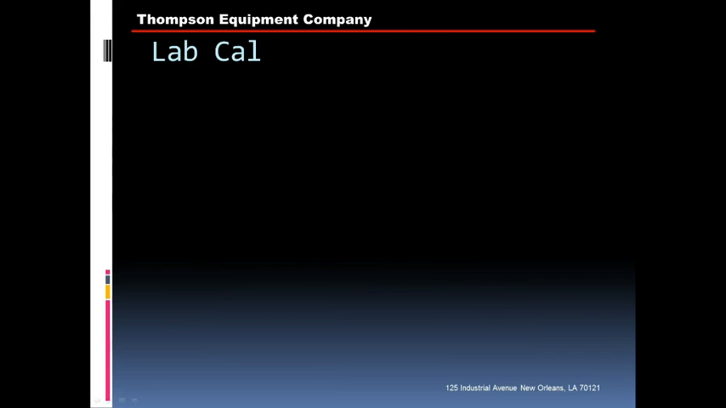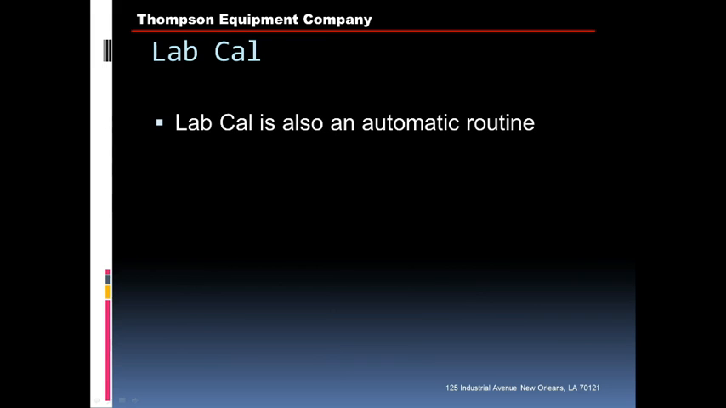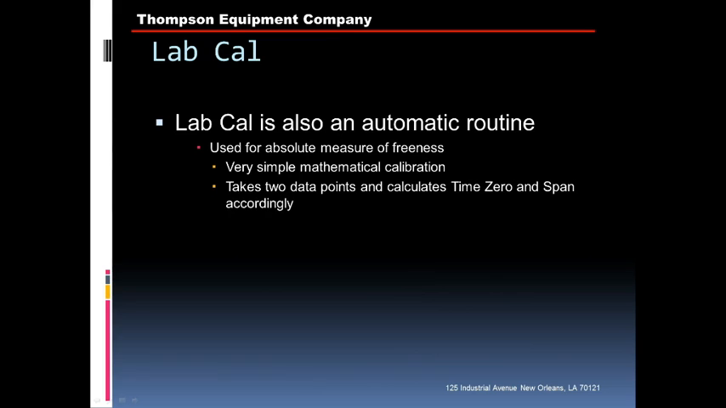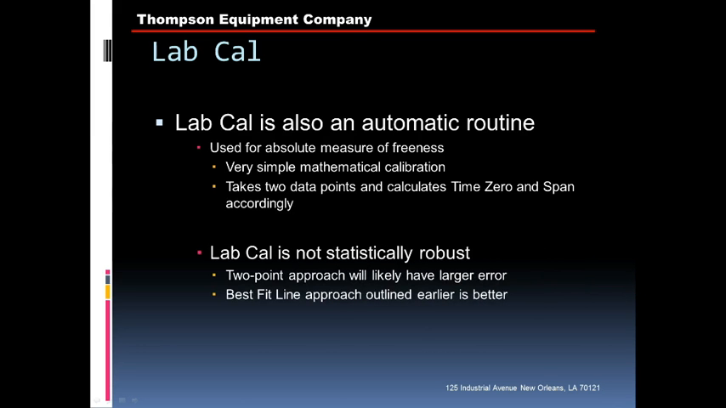Okay, LabCal. So what's LabCal? LabCal is also a built-in automatic routine. This one's actually designed to be used for absolute measures of freeness. It's basically a very simple mathematical calibration where it takes 2 data points and then calculates the appropriate time, zero, and span for a particular predefined freeness range.